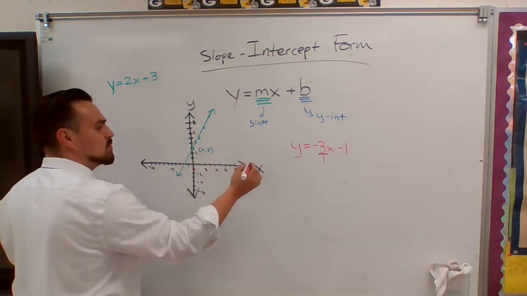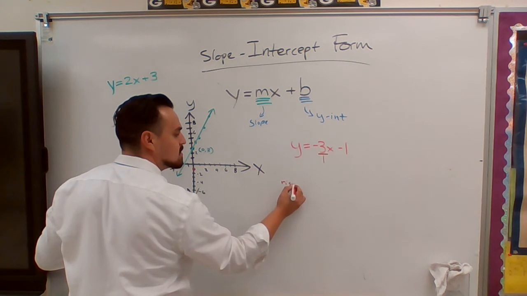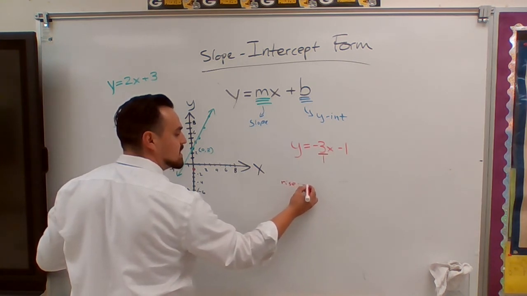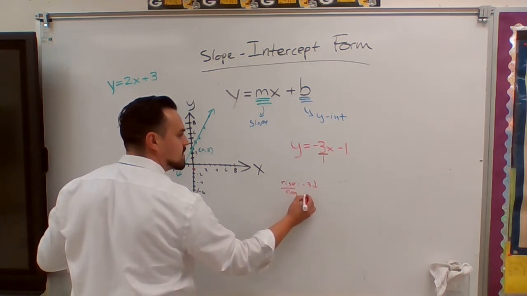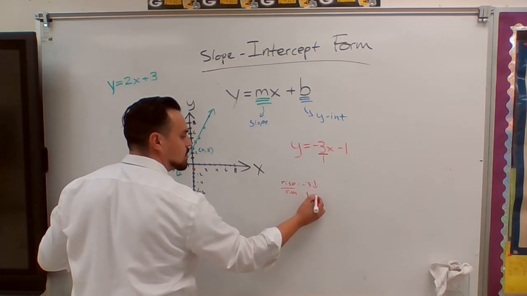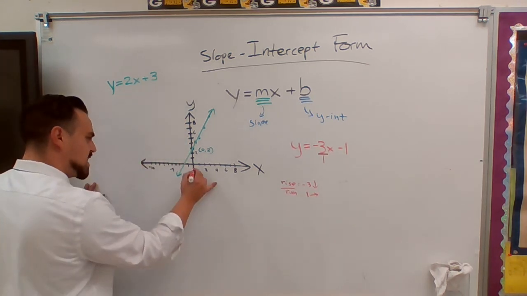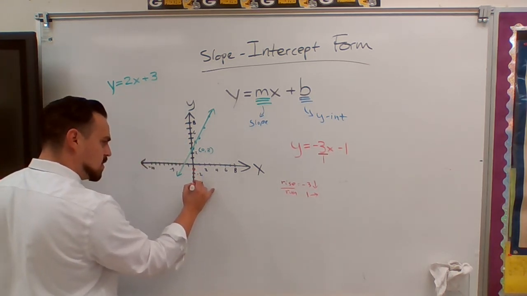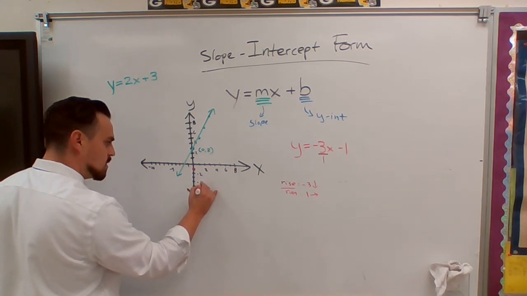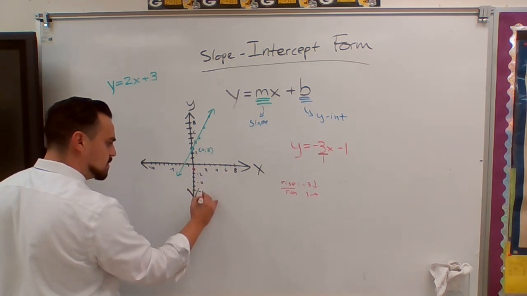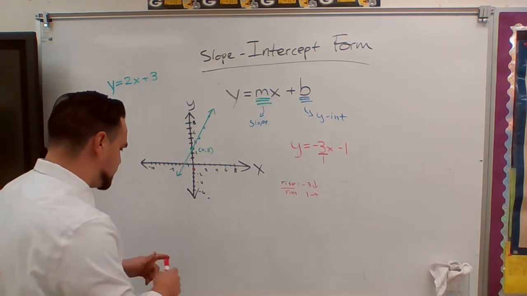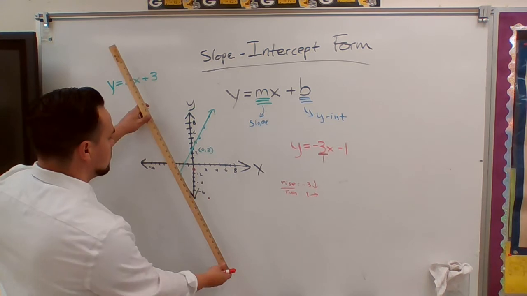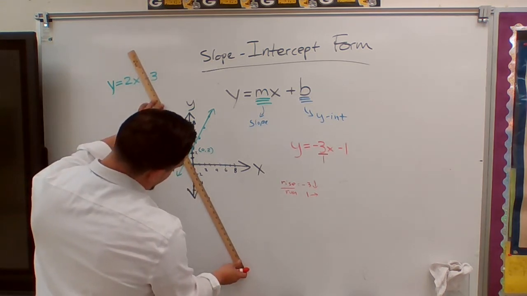So that means rise over run. The rise is negative 3, a negative rise, so it'll go down 3. And the run is positive 1, so it'll go to the right 1. So down 3, over 1. Down 3, over 1. This is a little steeper, which makes sense. The slope is a little steeper, and it's negative.